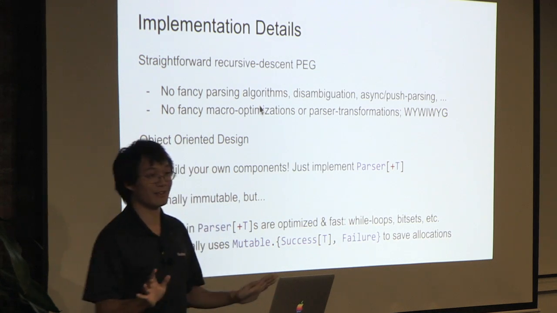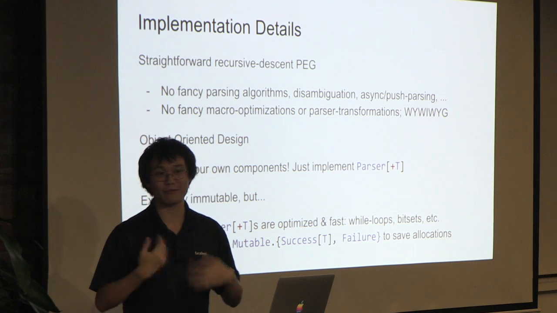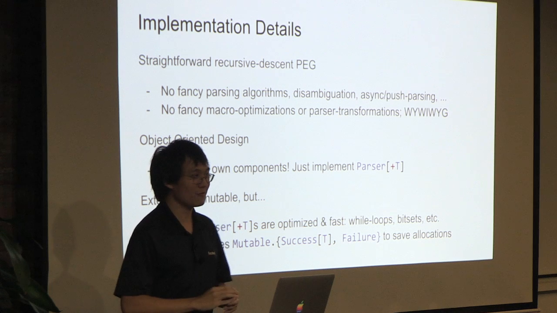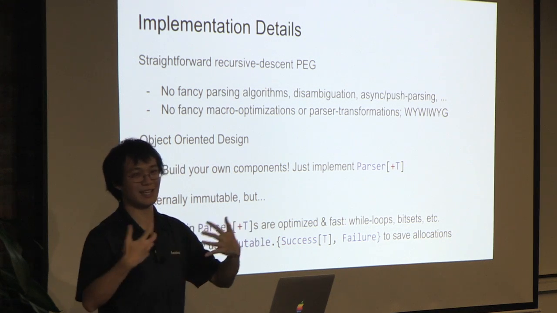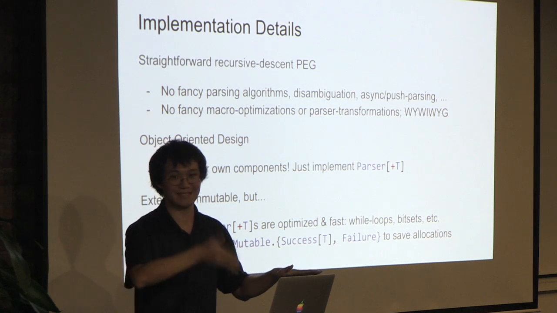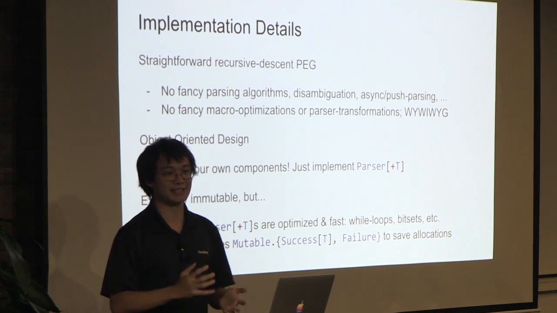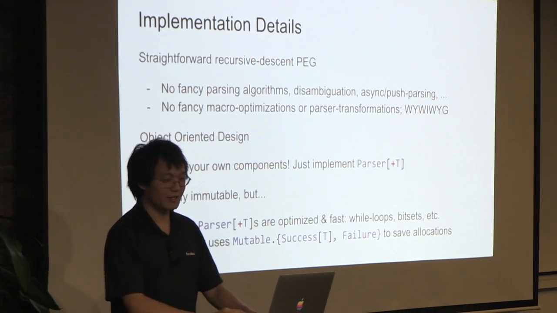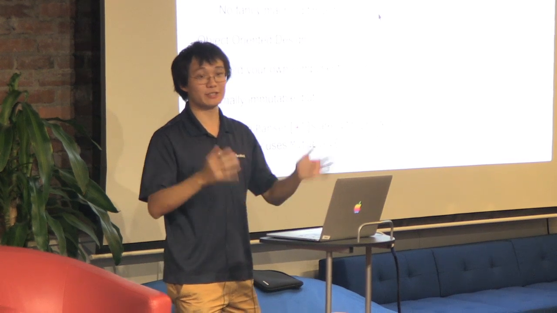So there are no fancy algorithms. There's no GLL. The worst case performance is always exponential with this kind of recursive descent parser. There's no fancy, like, if I have an ambiguous grammar, let's disambiguate it, or let's keep all possible parses and disambiguate it later. There's none of that. FastParse works basically mechanically. There's no asynchronous or push parsing. There's no XML SAX style event-based parsing. It doesn't parse lazily. It doesn't parse anything but a string. It's pretty simple to understand. And it doesn't do any sort of macro optimizations or parser-based transformations. Like what you write is what will execute in a very predictable way.